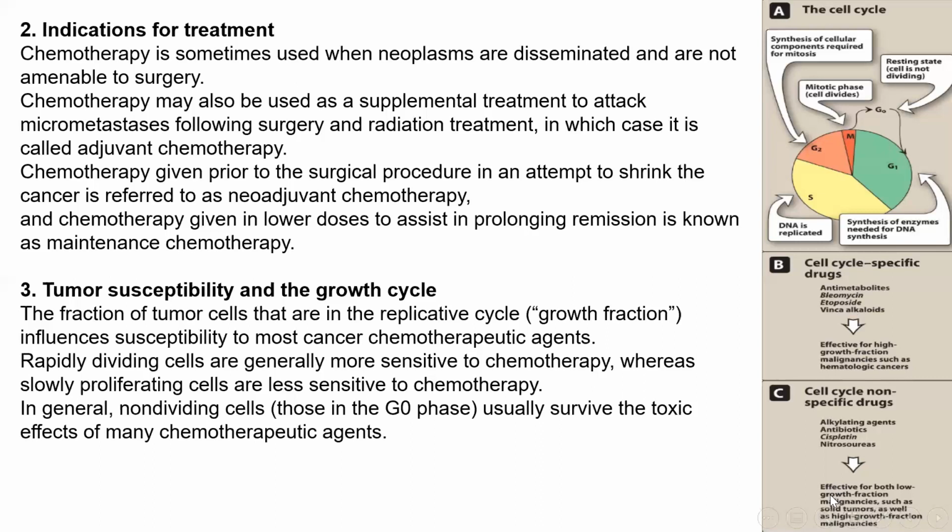While when we have, let's say, low growth fractions, maybe we have to use cell cycle non-specific drugs, which work not only on the dividing cells, but even on the cells that are in the resting state. So it is important to memorize these terms, cell cycle specific and non-specific, and we will discuss this in a minute. But this doesn't necessarily mean the cell cycle non-specific drugs are not working on the dividing cells. They are working on the dividing cells, but also on the non-dividing cells.